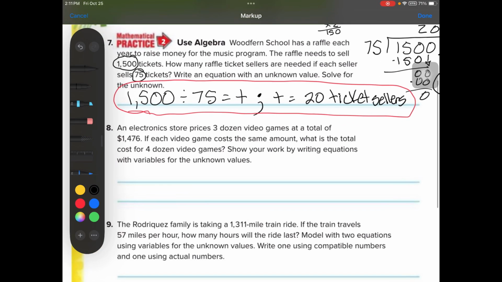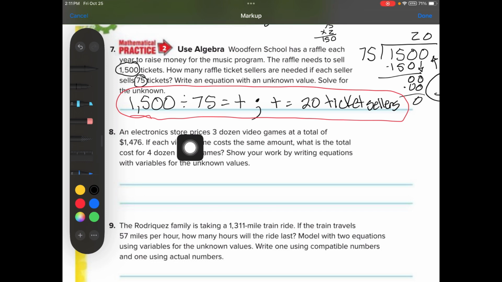Number 8, an electronics store prices 3 dozen. Now remember, a dozen is another word for 12. So 3 times 12 equals 36, okay? So an electronics store prices 36 video games at the total of $1,476. If each video game costs the same amount, what is the total cost for 4 dozen video games? Show your work by writing equations for the variables with unknown values. Pretty much they want you to write equations and how to figure this out.